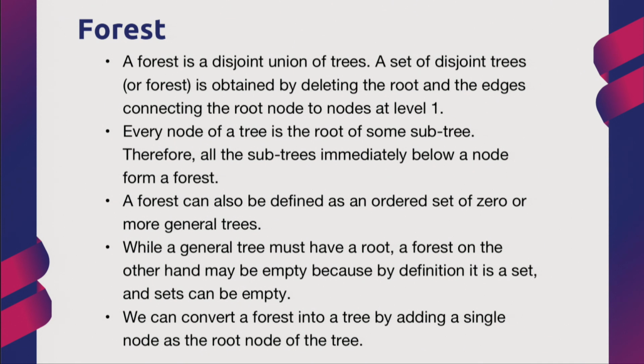So, a forest is a disjoint union of trees. The way to obtain this disjoint union of trees is by deleting the root and also removing the edges that connect the root node with its left and the right subtree.